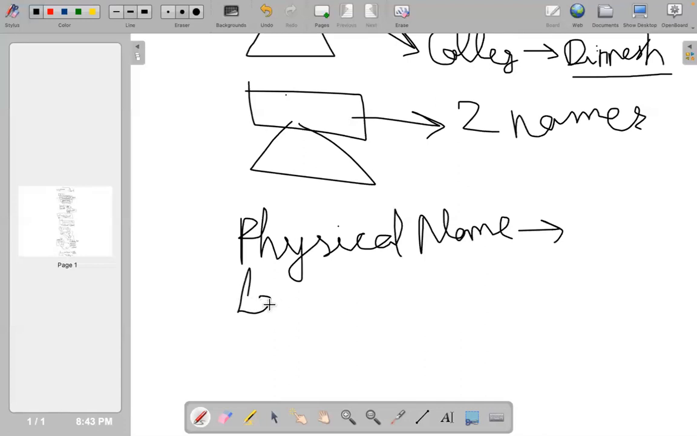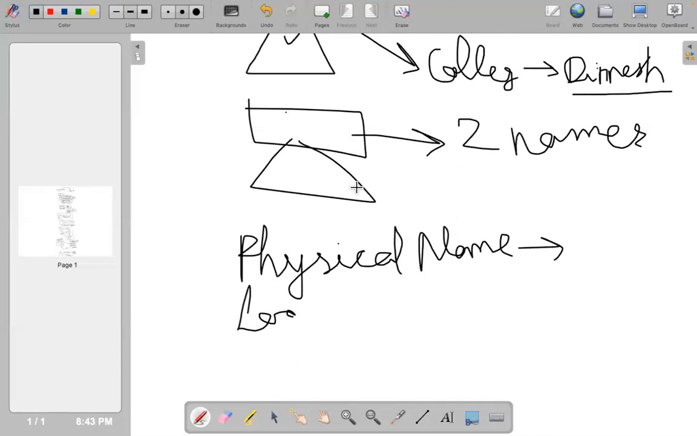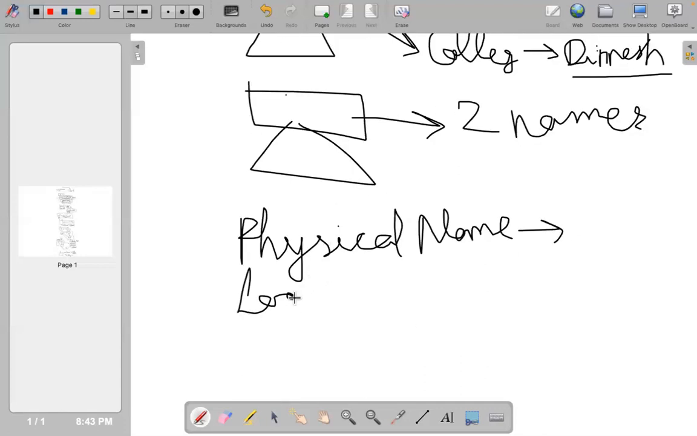Because once you see the diagram, you will get it: sir told this, then this. But don't delay it, because if you open the recordings after a week or 10 days, you will forget what sir told. Don't delay it. Maybe in a day or two, you just finish it off.